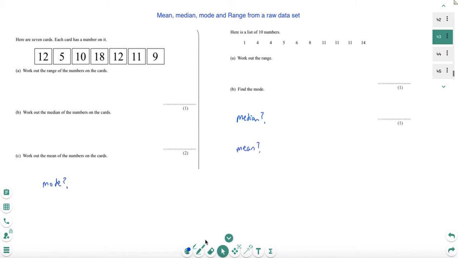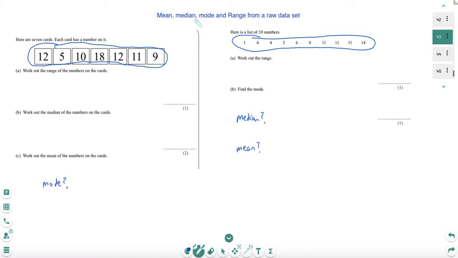So first of all, what is raw data? Raw data is data presented like this. They just give you a bunch of numbers. It's not organized, it's not put in categories. Sometimes it's all muddled up, sometimes it's put in order, but these are both called raw data. It's not on a table or a group or anything like that.